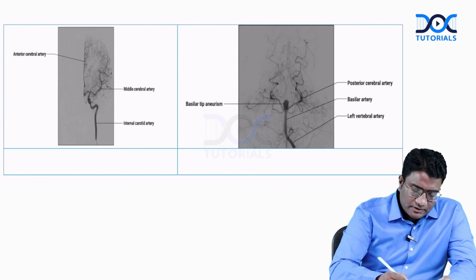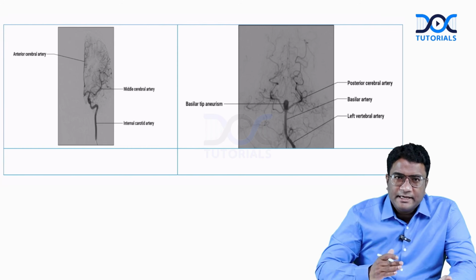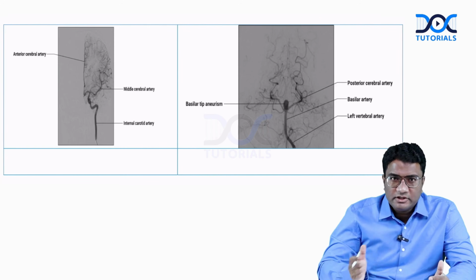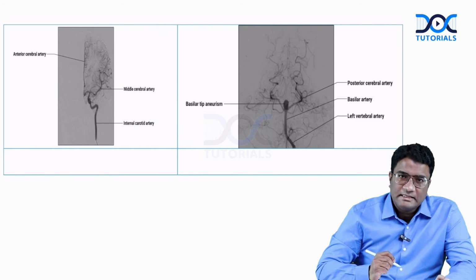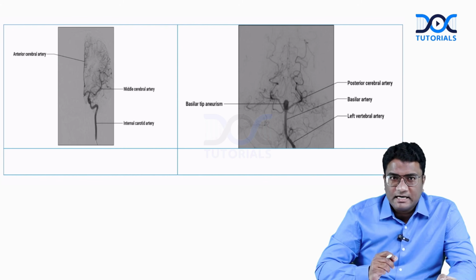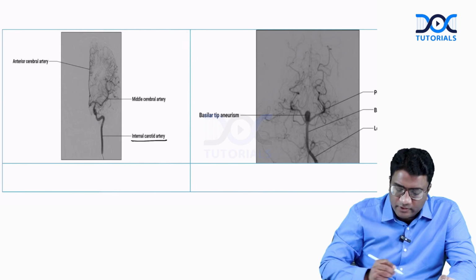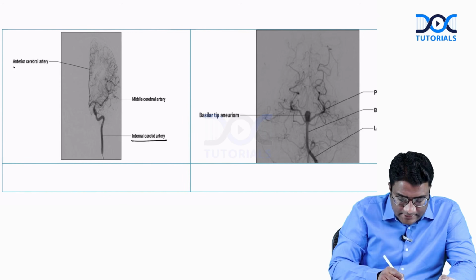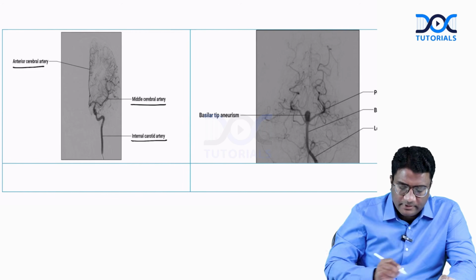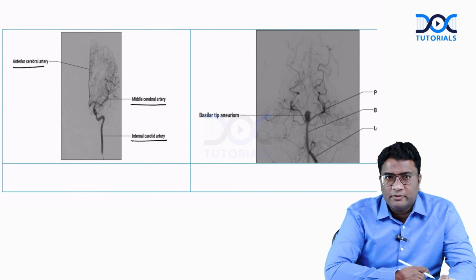Now look at this image. What do you think is this? Is it a CT angiography or MR angiography or a digital subtraction angiography? You can see that the contrast inside the blood vessels is dark. This is a digital subtraction angiography of the internal carotid artery, showing the anterior cerebral artery and the middle cerebral artery, the branches of internal carotid artery.